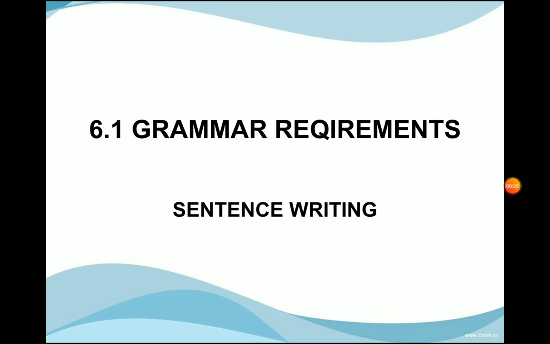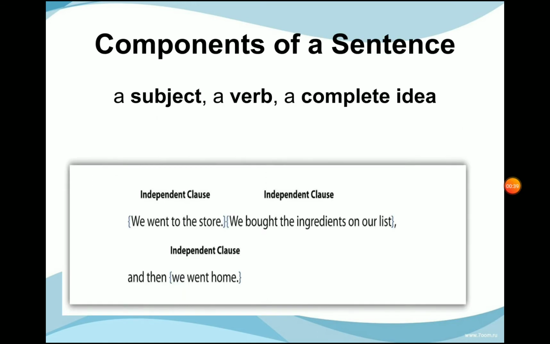So today we will cover how to recognize and write basic sentence structures and how to avoid some common writing errors. Clearly written complete sentences require key information: a subject, a verb, and a complete idea. A sentence needs to make sense on its own. Sometimes complete sentences are also called independent clauses.